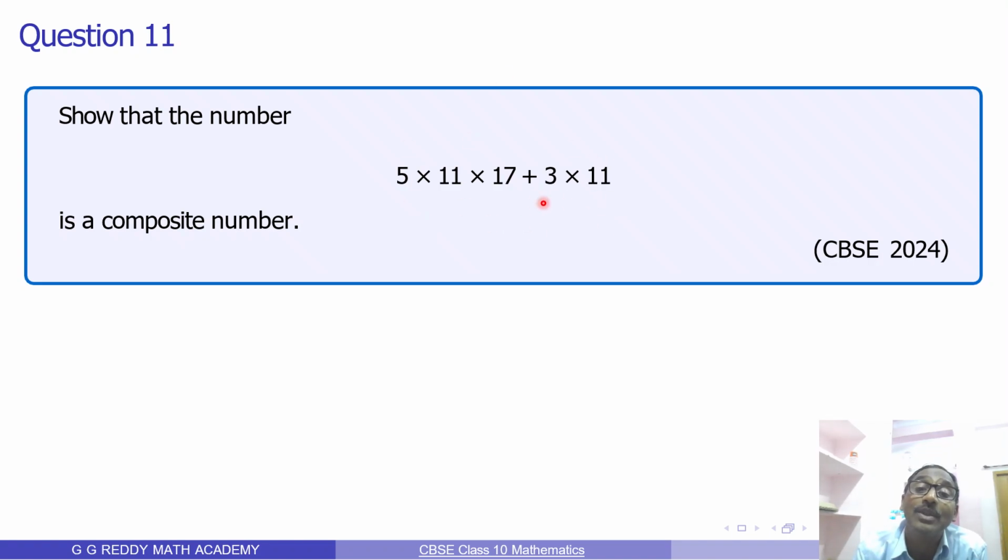Check it. If you take 11 common, you are going to get 11 times some integer. The number 11 is one factor, and the other number is greater than 11. That means after multiplication you will get a composite number only. 1 itself is anyway a factor, 11 is a factor, and the other integer you are getting is also a factor. That's why this number has more than two factors, so it is a composite number.